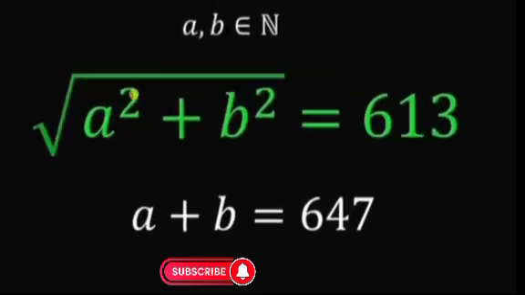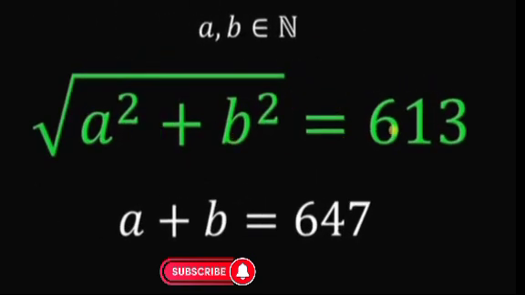Therefore, given this equation, square root of a squared plus b squared equals 613, where a and b are both natural numbers, then the numerical value of a plus b is 647. And as always, we are done.